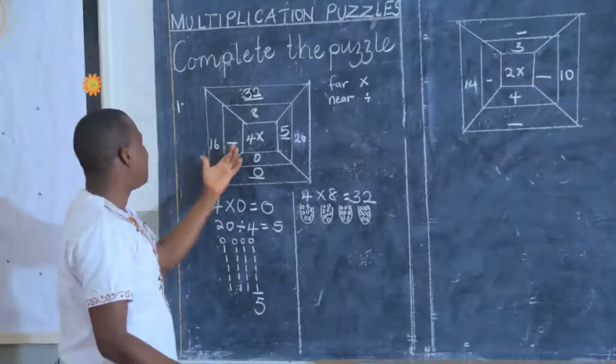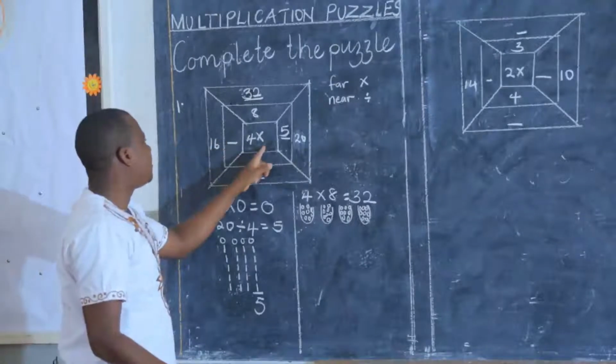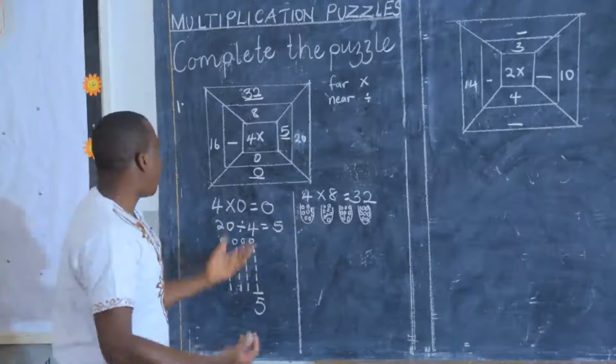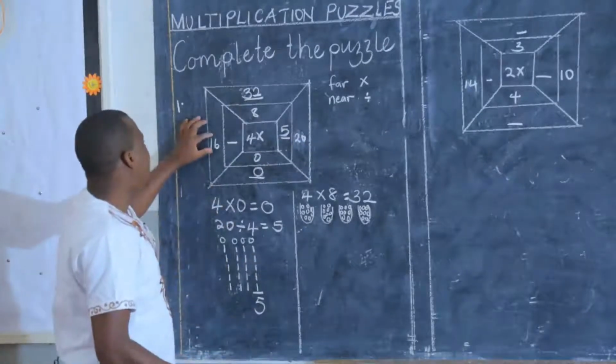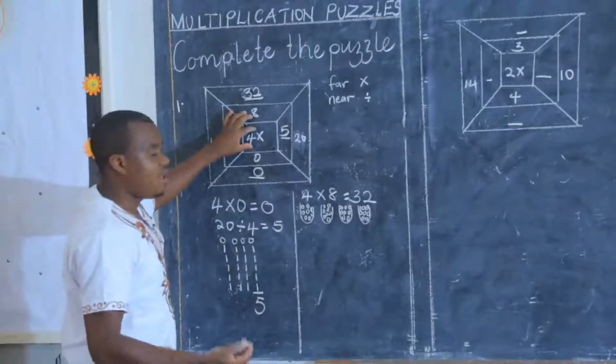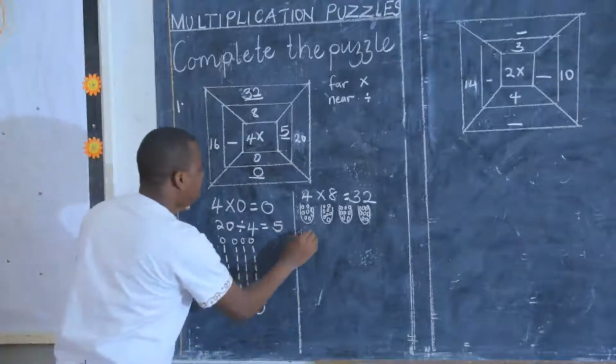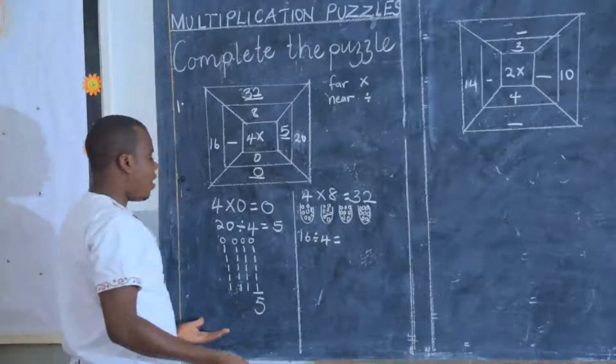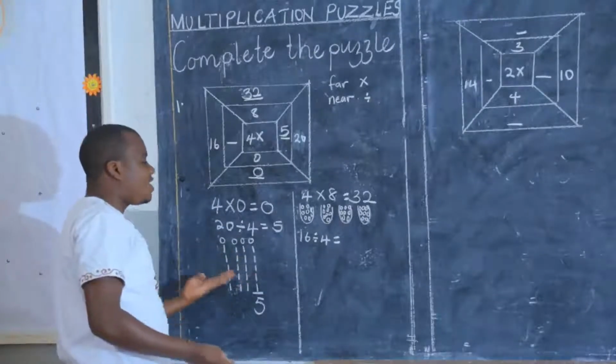Where are we finding the answer from? Near the center. So what do we do when it is near? We are going to divide. And how do we divide? Get a bigger number, because 16 is bigger than 4. So we are going to have 16 divided by 4. And how are we going to divide? Still you follow the other procedure.